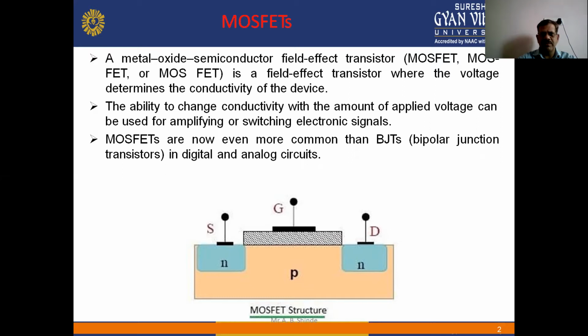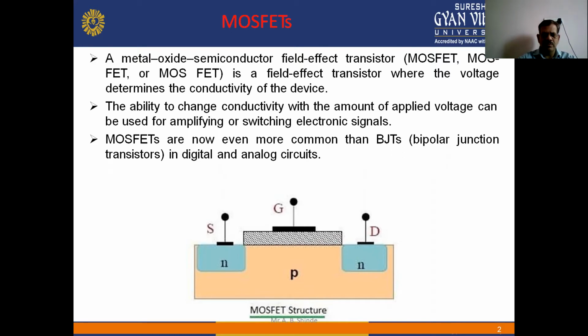MOSFET is a field effect transistor where the voltage determines the conductivity of the device. The ability to change conductivity with the amount of applied voltage can be used for amplifying or switching electronic signals. MOSFETs are now even more common than BJT, bipolar junction transistors, in digital and analog circuits.